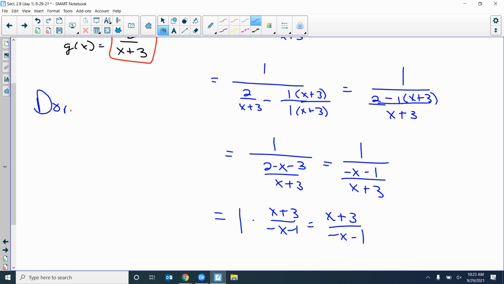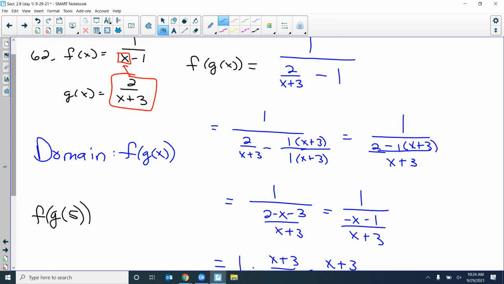Domain for f of g of x. We are plugging, so if you were asked to find, I'm just throwing this out there, f of g of 5. Matthew, you weren't here yesterday, right? Correct. All right, how do you do f of g of 5? You do g of 5, and then you get that, and then you put that into f. What's g of 5? Just look up here.